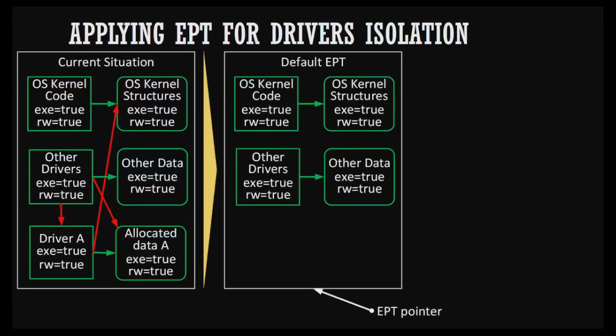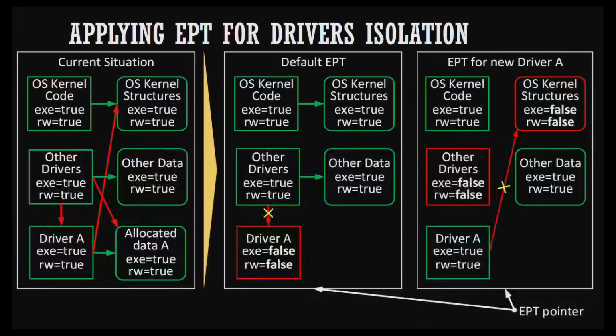Now let's roll back and launch MemoryRanger to isolate driver A from the rest of the OS kernel. First of all, MemoryRanger allocates the default EPT structure. All loaded drivers and the Windows kernel are executed inside the default EPT structure. MemoryRanger traps the loading of driver A and allocates a new EPT structure for driver A. This EPT structure is designed specifically for this new driver.